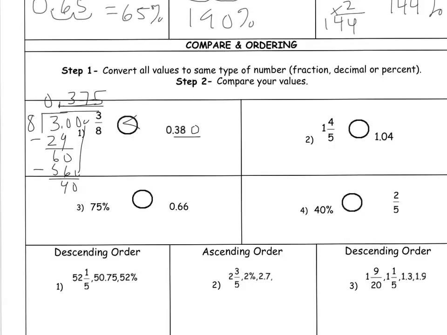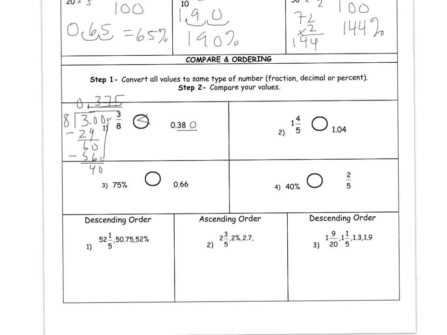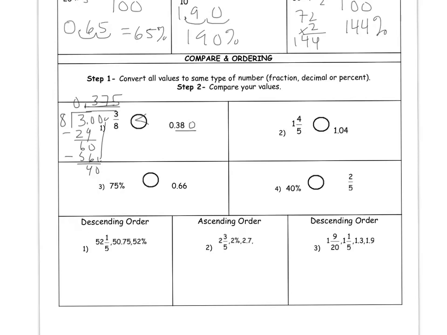Okay? Let's take a look at the next one. 1 and 4 tenths, or 1 and 4 fifths, or 1 and 4 hundredths. Well, I can either again change both into a decimal or both into a percent, or both into a fraction. Well, I think it's a little easier to get everything into a fraction.